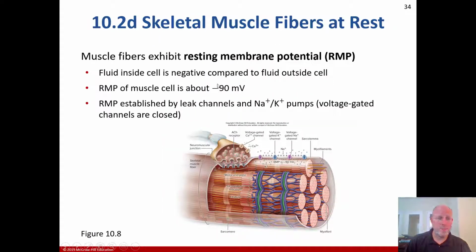Or neuromuscular junction. The muscle fibers exhibit resting membrane potential, or RMP. The fluid inside the cell is negative compared to the fluid outside the cell. The resting membrane potential for muscle cells is about negative 90 millivolts. The RMP is established by leak channels and sodium-potassium pumps. The voltage-gated channels are closed.